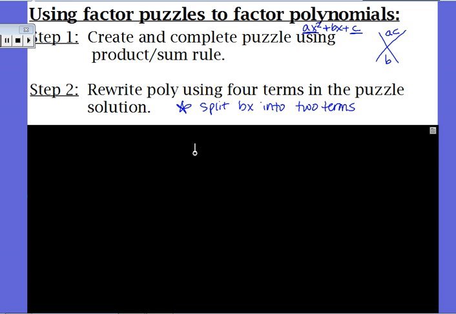And then in step 2, we're going to take that factor puzzle and the numbers that are written in our answers, we're going to use to split up our bx term into 2 terms. So those 2 terms are going to be using the numbers from the factor puzzle. So let's take a look at what I'm talking about.